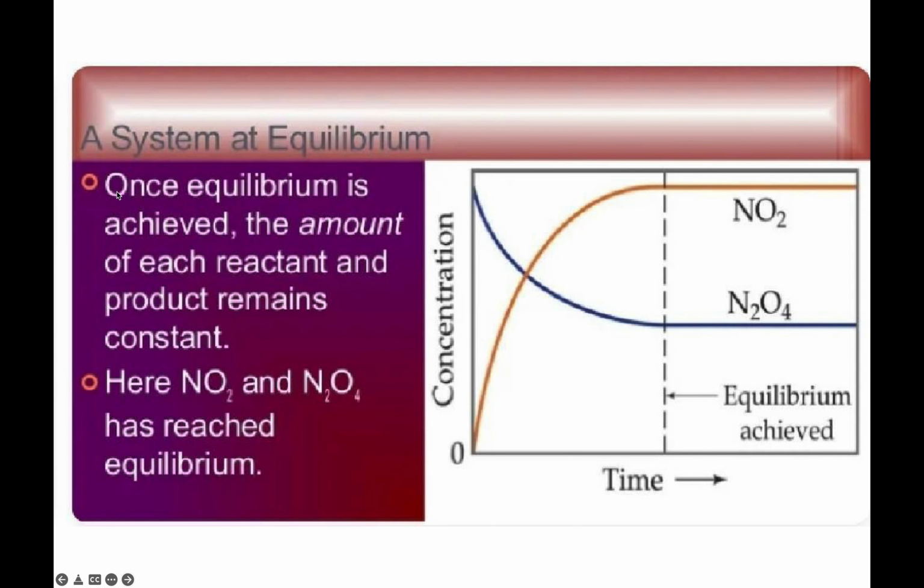Now once the system reaches equilibrium, the amounts of reactant and product remain the same. Here is the graph with time along the x-axis and concentration along the y-axis. Here the equilibrium is achieved. You can see for NO2 and N2O4, both have reached equilibrium here, as you can see in the figure. It remains a straight line from the equilibrium position.